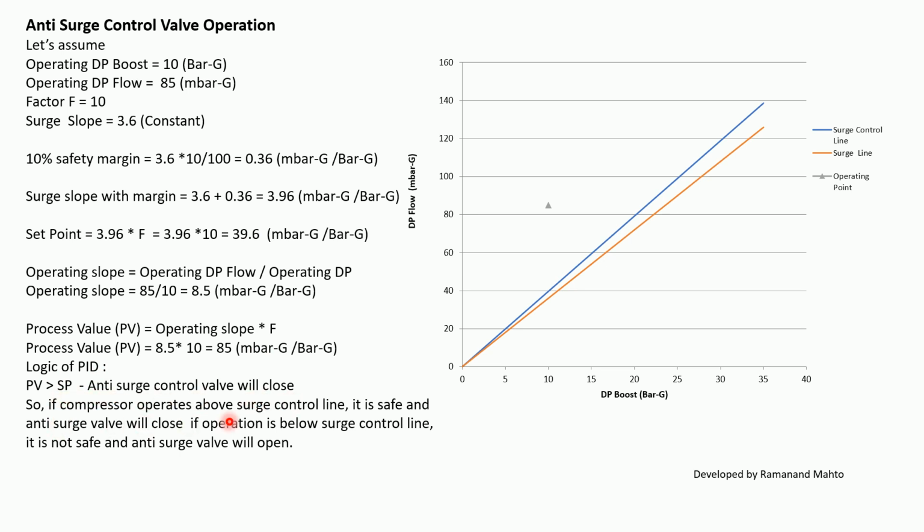So if the compressor operates above the surge control line, it is safe and the anti-surge valve will close. If operation is below the surge control line, it is not safe and the anti-surge control valve will open. So this is the safe zone for operation of the machine, and below this is unsafe, so the anti-surge valve should open.